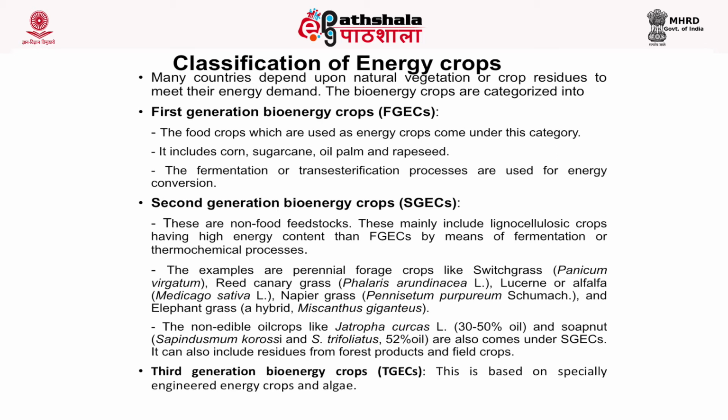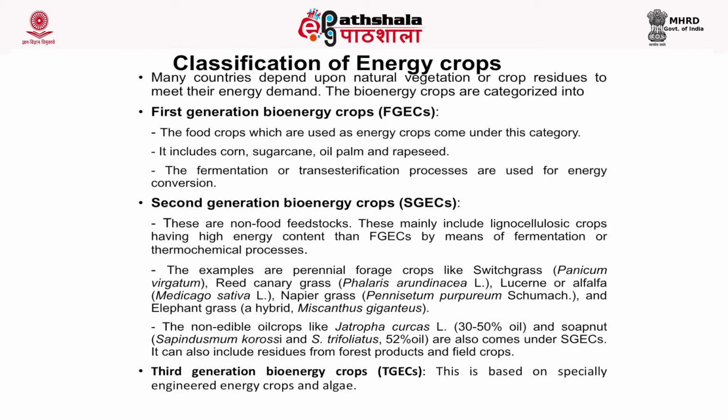Second generation bioenergy crops are non-food feedstocks. These mainly include lignocellulosic crops that have high energy content, which can be used for fermentation and other thermochemical processes. Examples are perennial forage crops like switchgrass, Panicum virgatum, reed canary grass, Phalaris arundinacea, lucerne or alfalfa, Medicago sativa, Napier grass, Pennisetum purpureum, and elephant grass, a hybrid Miscanthus giganteus.